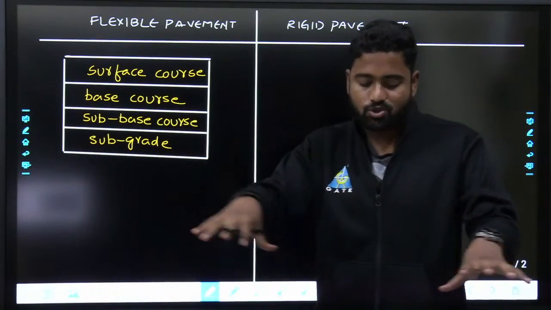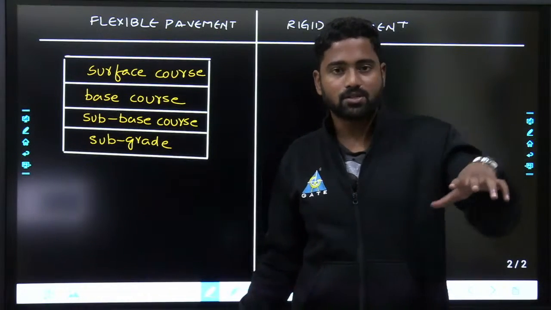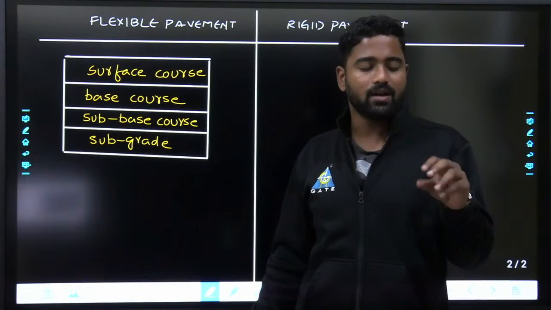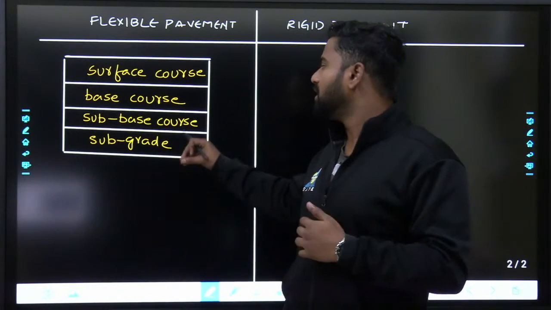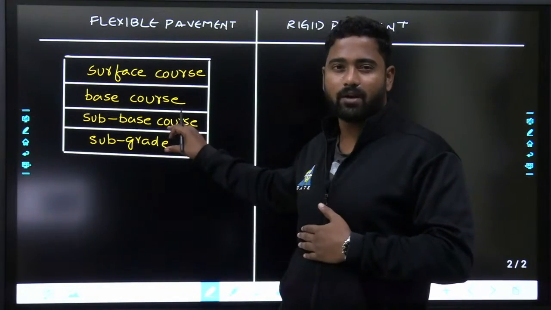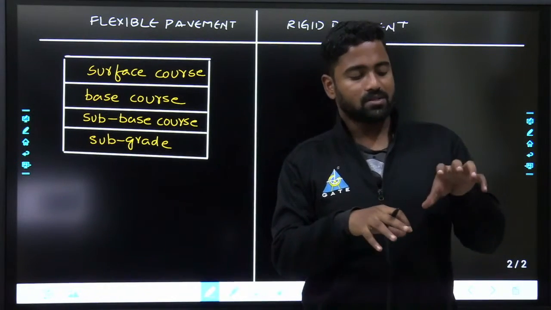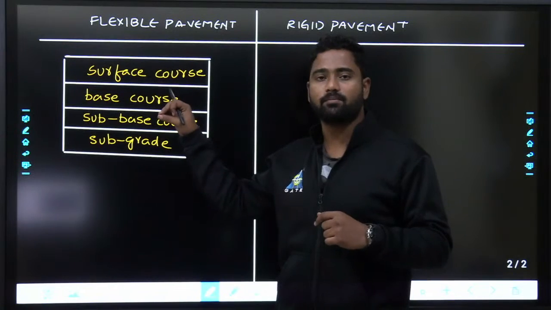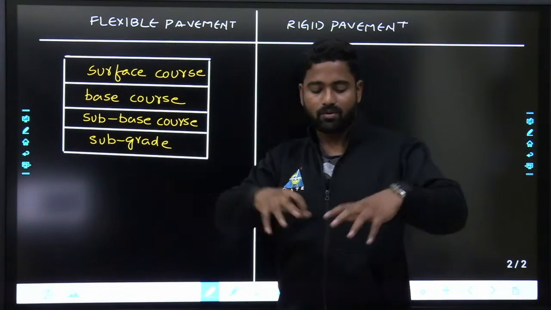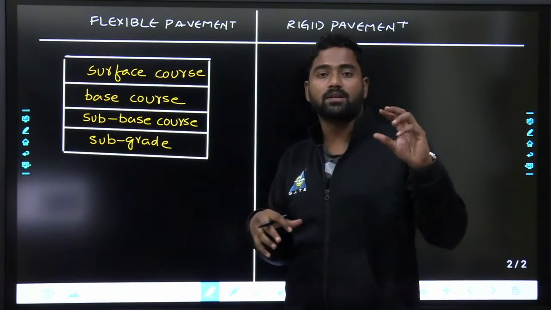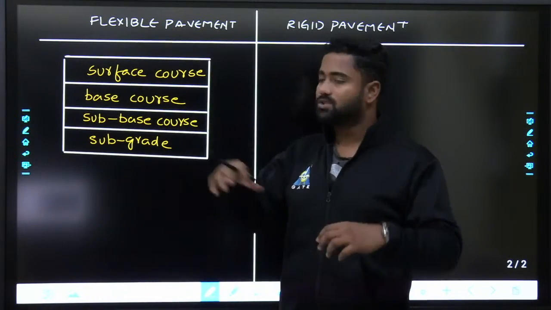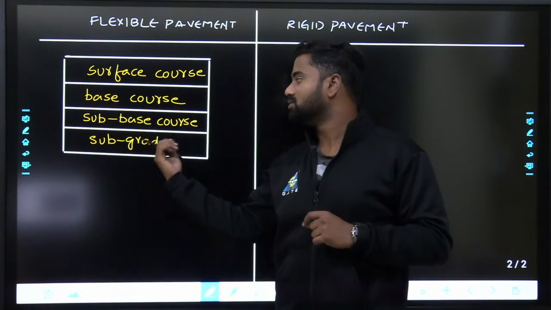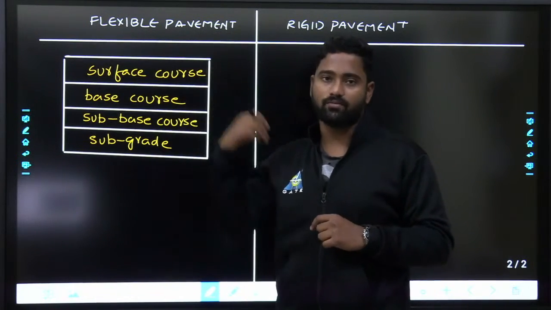Subgrade means indirectly soil. On the soil there will be the subbase course, a better material than soil, like gravel. On the top of the soil, you will provide material with grain size more than that of the soil in the subbase course. In the base course you will provide some amount of bigger size gravel, and in the surface course you will be providing bituminous material indirectly. This is how the cross section looks: subgrade, subbase, base, surface course.